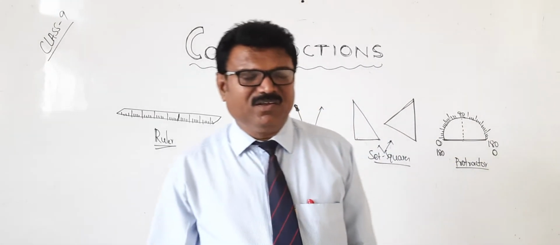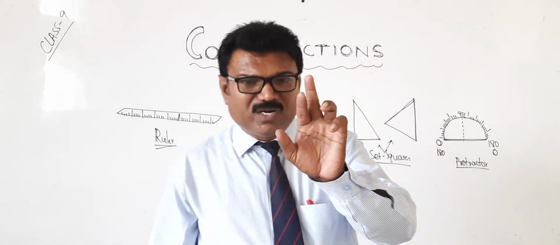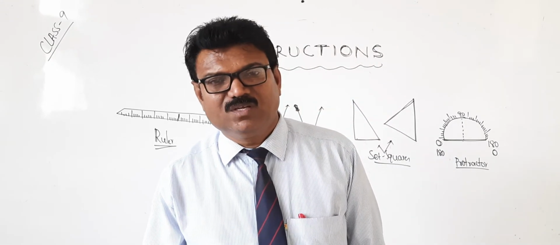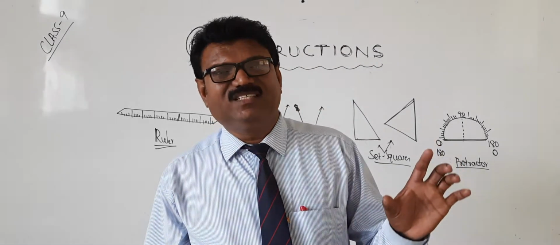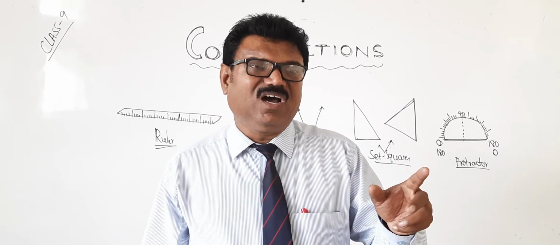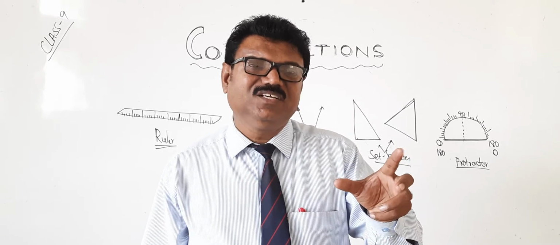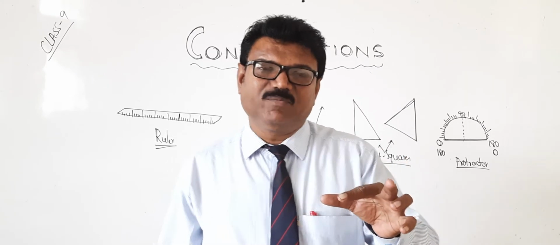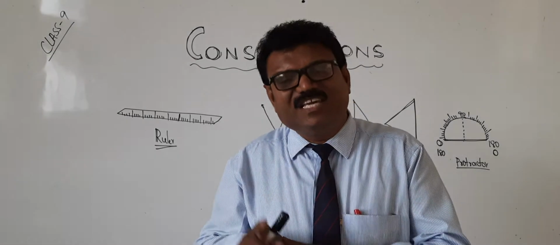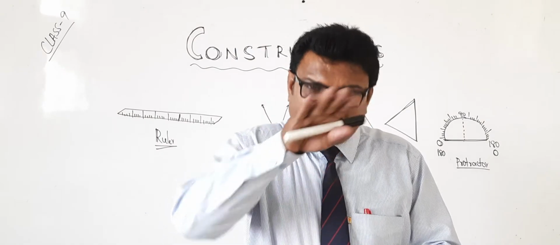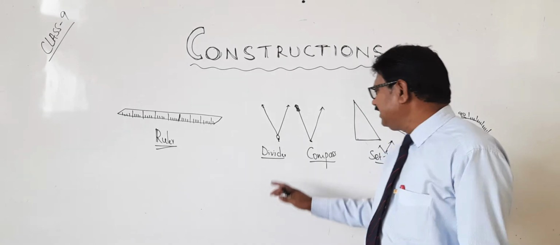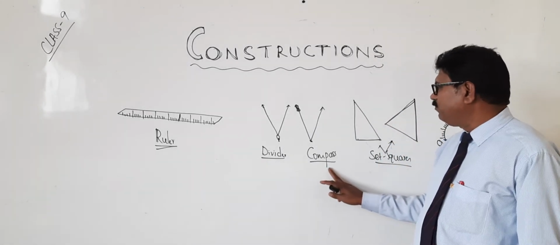Divider is used for two important works. One is, by this we can differentiate which line segment is bigger and which line segment is smaller. And next, we can divide the given line segment. We can cut the line segment. Are you understanding? Yes. Exactly similar, but here one more is there, compass.